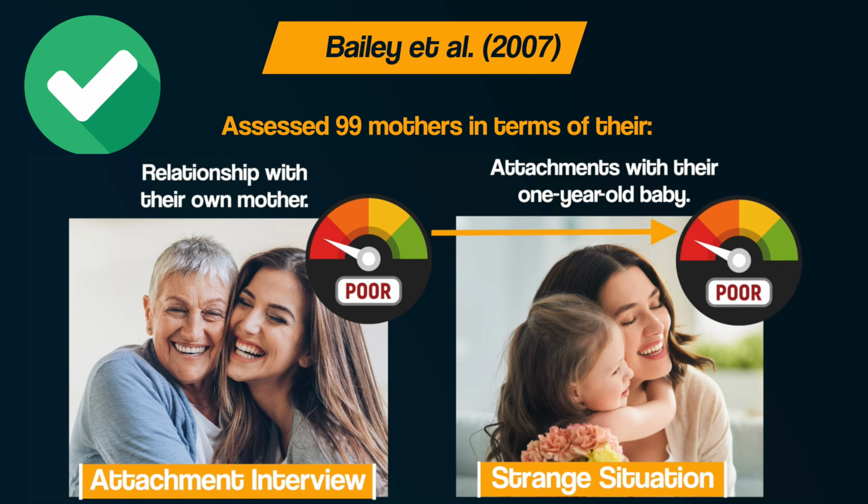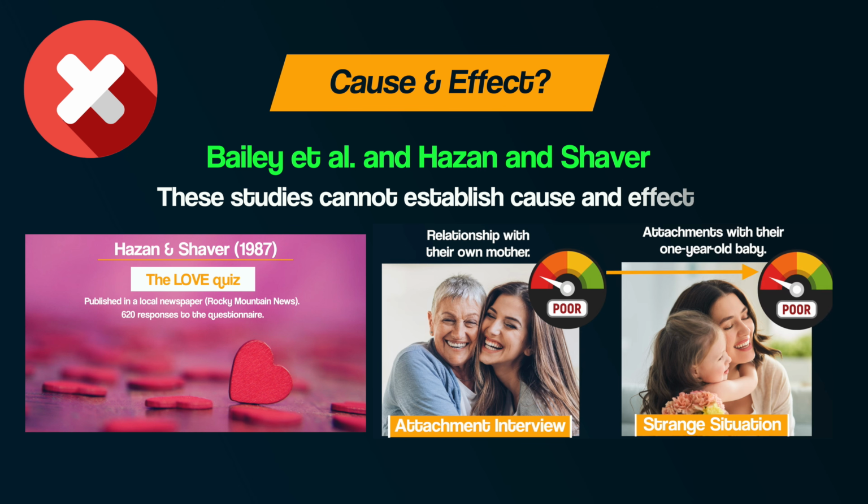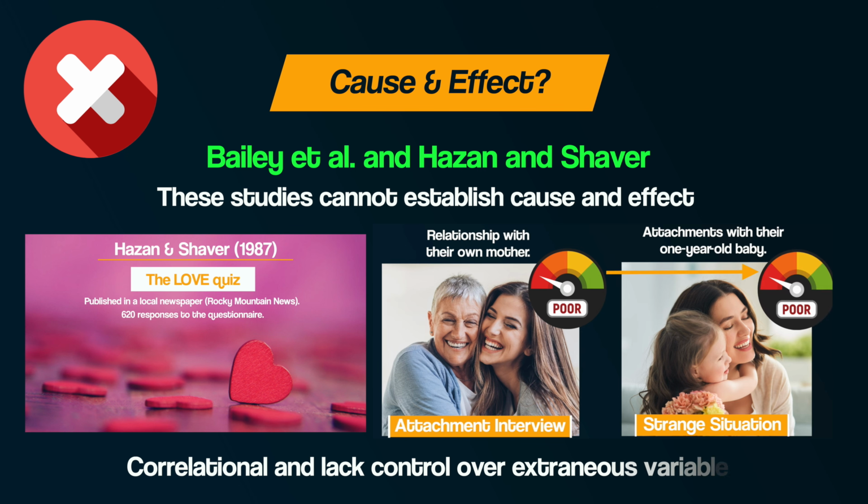Bailey et al. in 2007 confirmed that mothers with poor attachments to their own mothers often had poorer relationships with their babies, further emphasising the role of early attachment in parenting. Both Bailey et al. and Hazan and Shaver studies cannot establish cause and effect, as they are correlational and lack control over extraneous variables. This limits their ability to conclude that early attachment influences future behaviours in relationships.